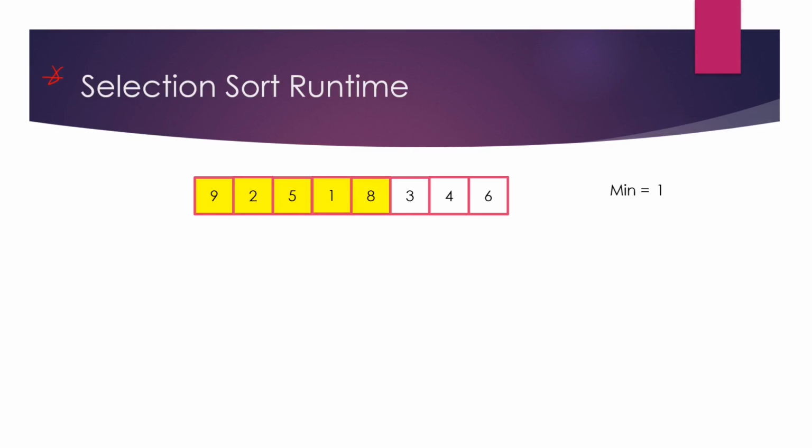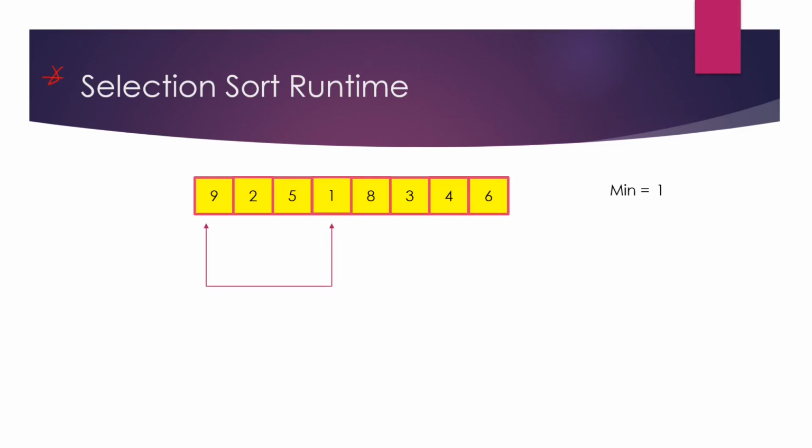Now you're scanning number 8. Is 8 less than 1? No, so you're not doing anything. Now let's scan number 3. Is 3 less than 1? No. Let's scan number 4. Is 4 less than 1? No. Is 6 less than 1? No. So now, your final min number is going to be number 1.